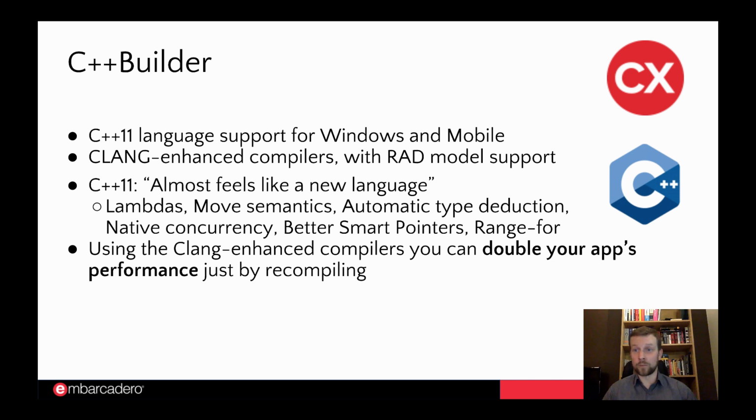A fantastic quote is that C++11 almost feels like a new language. Now, many of you will be already familiar with C++11 and some of the features it offers, but if you're not, some of those are lambdas, move semantics, automatic type deduction, native concurrency, much better inbuilt smart pointers, range for loops, and more. If you're using the classic or our older C++ compiler, then you can double your app's performance just by recompiling using our Clang-enhanced compiler toolchain.